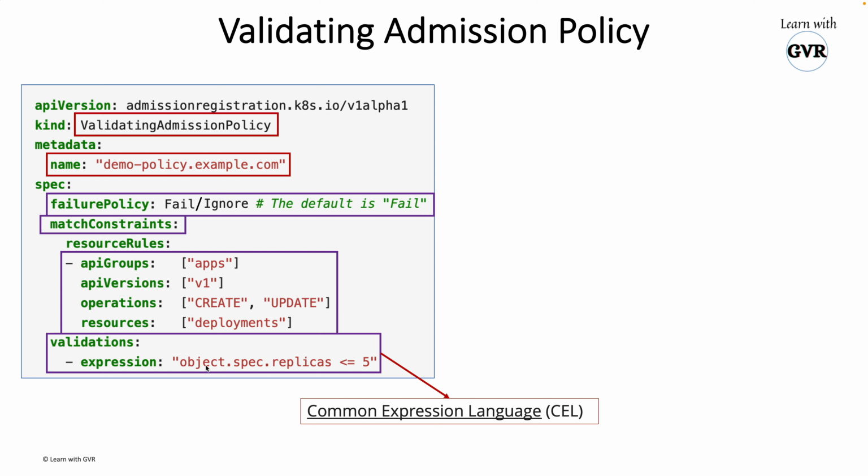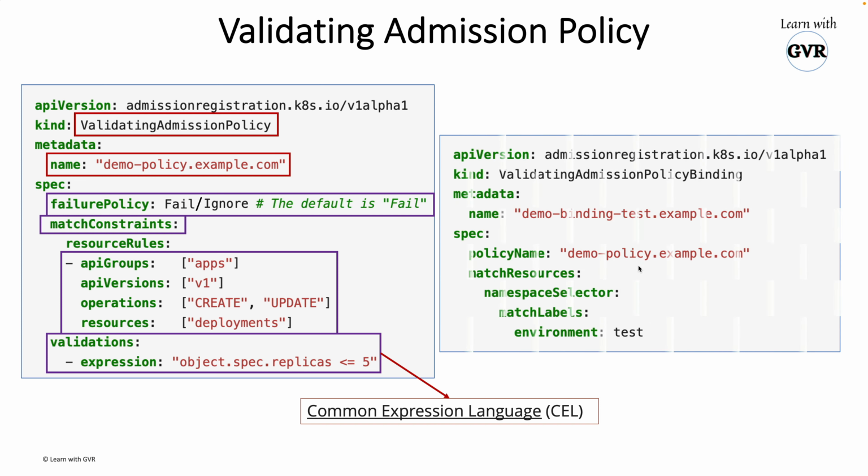Here what it's saying, object.spec.replicas less than or equal to 5, means the deployment replicas are less than or equal to 5. If it is more than 5, and you set the policy as fail, then it will fail. This is a policy. Now the second is a policy binding. This is a policy binding.